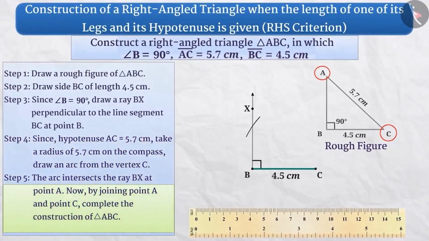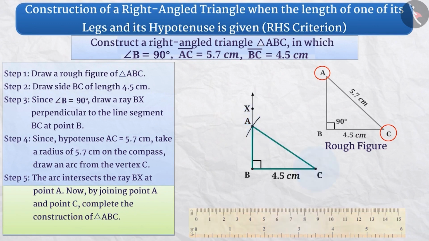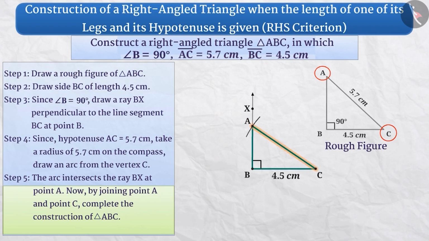Step 5. The arc intersects the ray BX at a point. The point of intersection is the point A. Therefore, now we will join the vertex A and the vertex C, from which we will get side AC of triangle ABC. In this way, we have completed the construction of triangle ABC in which the measure of angle B is 90 degrees, the length of the hypotenuse AC is 5.7 cm and the length of the side BC is 4.5 cm.